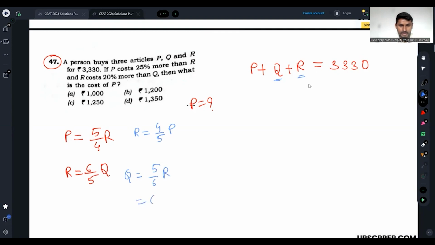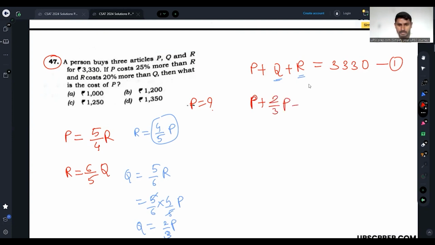And we know R. So 5/6 into R, what is the value of R? It is 4/5 times P. So this 5 will get cancelled. It will be 2/3 times P. So Q is 2/3 times P. Let's put all these values in the first equation, right? P will be as it is because we have to find the value of P. Q can be written as 2/3 times P plus R can be written as 4/5 times P, equal to 3330.